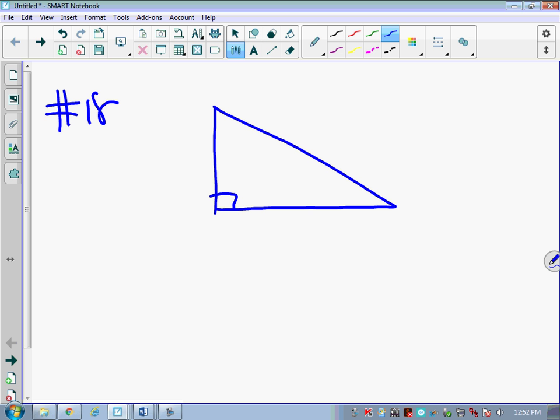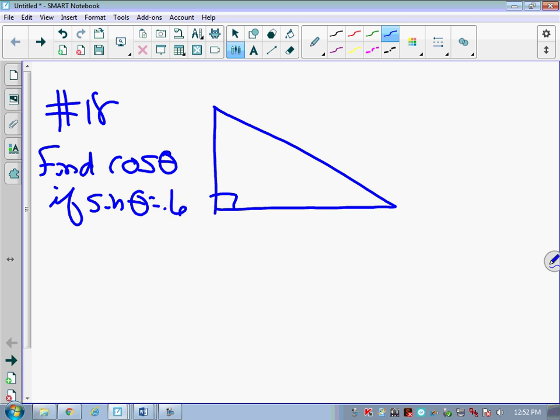Number 18 looks something like this. It's going to say, find cosine theta if sine theta equals 0.6. All right, so what we need to remember, because we're dealing obviously with trig functions here, is that trig functions are ratios, not decimals. But can we take a decimal and turn it into a ratio? By ratio, I mean fraction.